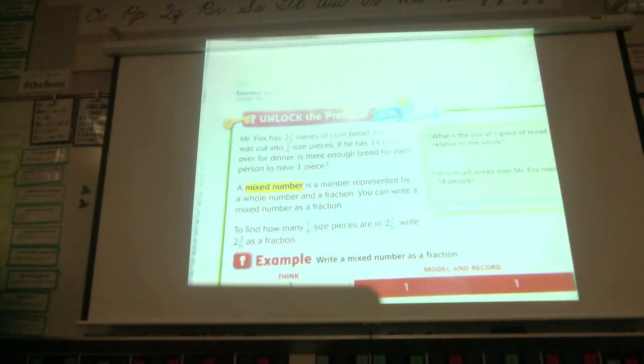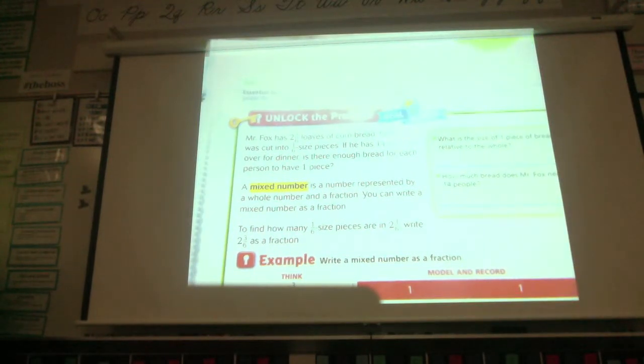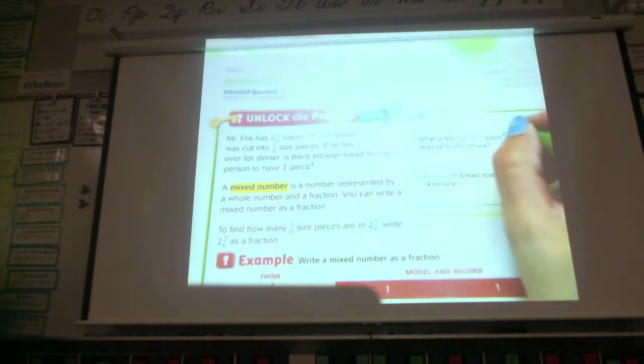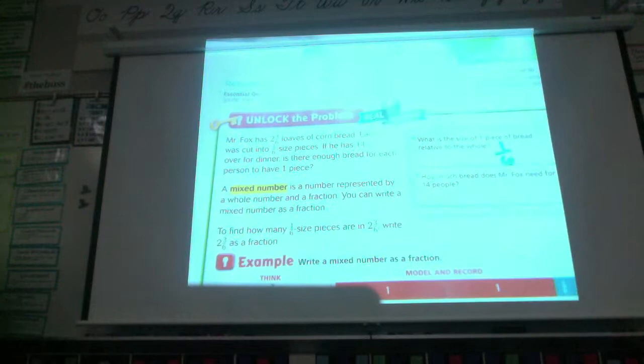So first of all, we need to decide what is the size of one piece of bread relative to the whole. That means in relation to one whole loaf, what are the size of the pieces? Okay, those of you with your hands up, what size are the pieces? 1/6. 1/6 of a whole.